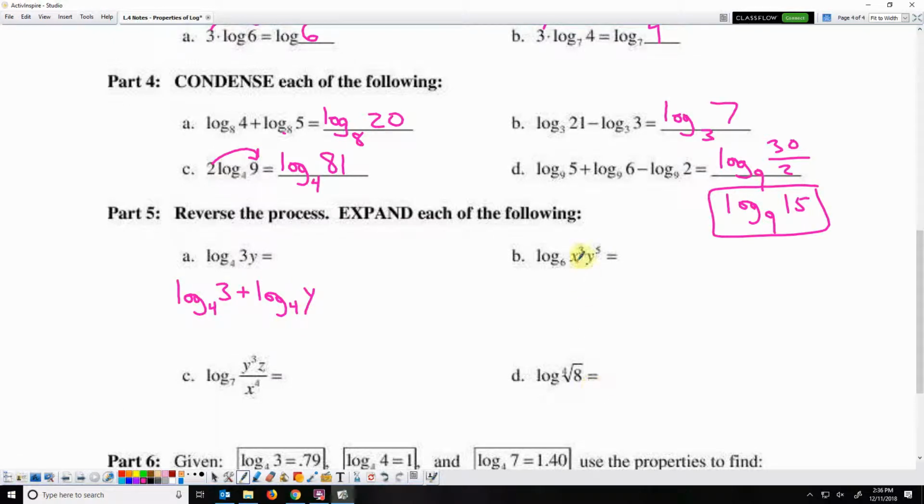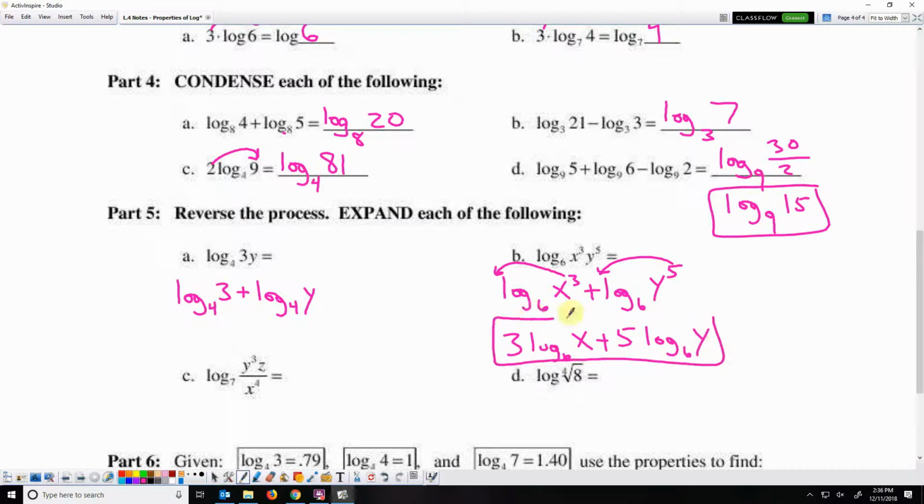Okay, here we are multiplying again, so we can split it up into 2 logarithms with addition. Log base 6 of x cubed plus log base 6 of y to the 5th. But we can also take that exponent and move it to the front of each logarithm. So our fully expanded form is 3 times log base 6 of x plus 5 times log base 6 of y.